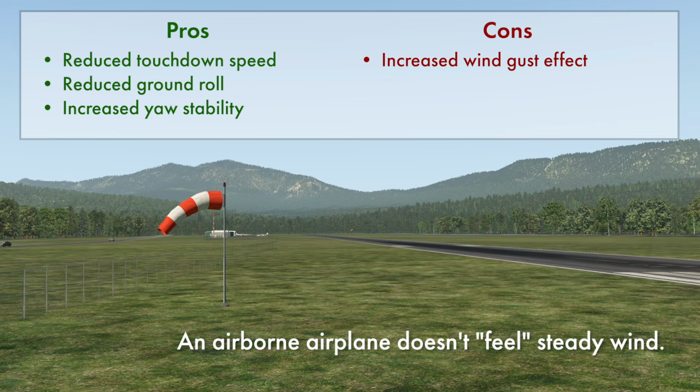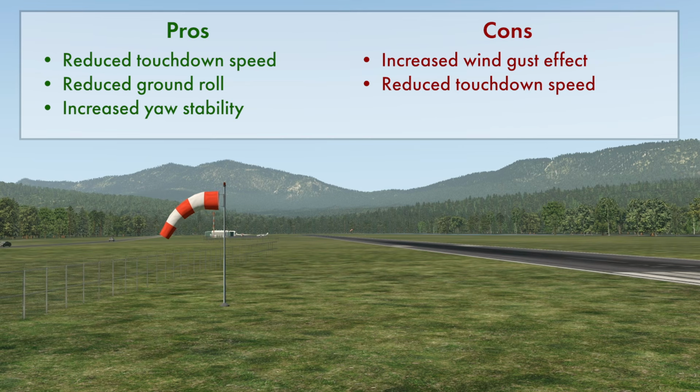An airborne airplane doesn't feel a steady crosswind more with flaps extended. In fact, it doesn't feel a steady crosswind at all, but it does feel sudden changes in wind. In other words, gusts. Flaps reduce touchdown speed.